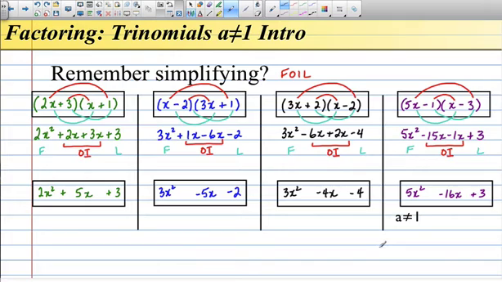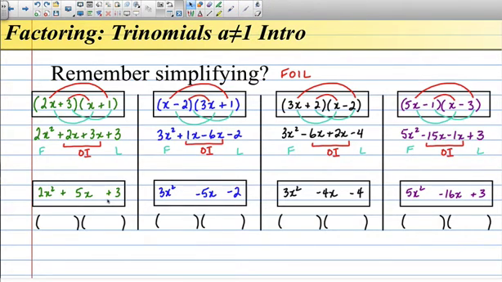Now, how would we go about factoring? It's a little more complicated to go backwards. One method is called trial and error. We have trinomials. We know we're going to result in a binomial times a binomial if these questions are factorable.